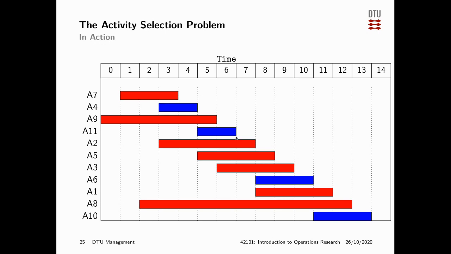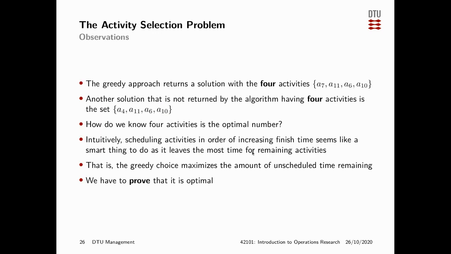Note there is also an alternative solution in this case where we can exchange activity 7 with activity 4. So there are 2 solutions in this case. So what can we see so far? Well, I've shown you that the greedy approach returns a solution with 4 activities. I've shown you that there's another solution that is not returned by the algorithm having 4 activities, but our claim is that 4 activities is the largest number of compatible activities that we can find in this case.